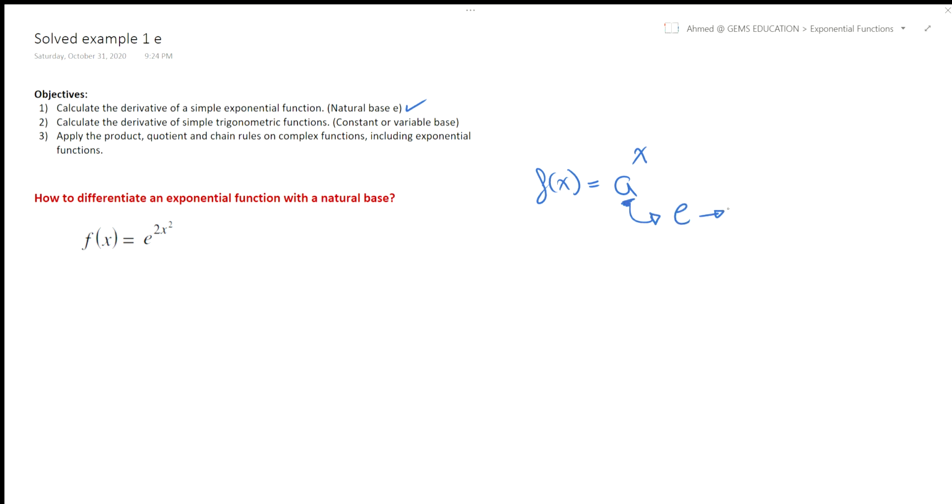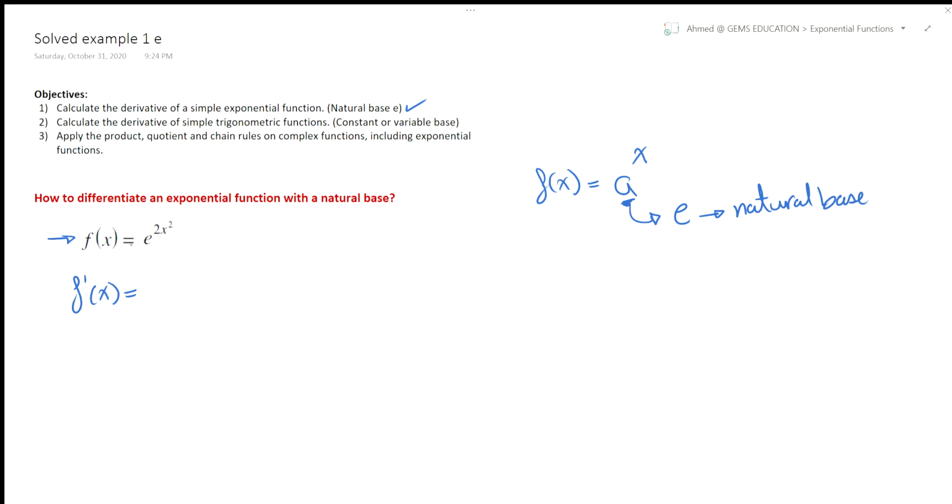And e is what we call natural base. e represents a constant, just like pi, a number that never changes, and we call it natural base. So let's start with this example over here, how to differentiate this function. So now we'll call it f dash of x, or f prime, which means the derivative of f of x.